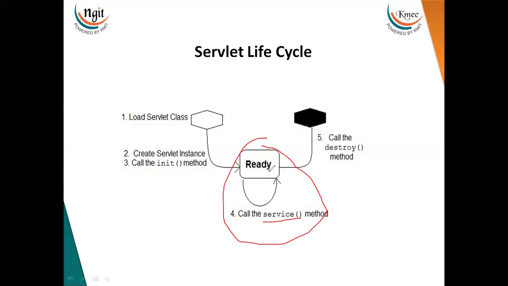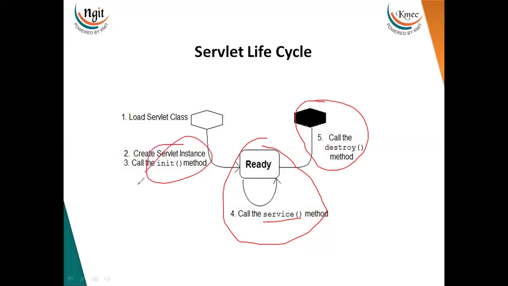For every request, it is going to start a thread. So we need to deallocate the memory for the thread, and we need to deallocate the memory for the request object and response object. That we are going to do by using the destroy method. So whenever you call the destroy method, the memory which is allocated to this servlet is going to be deallocated.